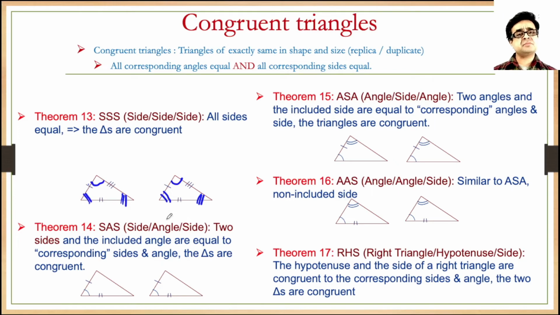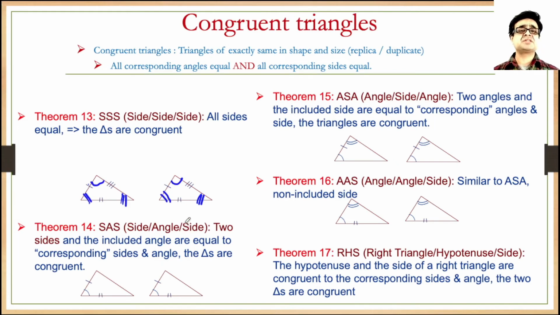The second theorem on congruent triangles, which is our theorem number 14, is side angle side. What that means is, if I am given that 2 corresponding sides of triangles are equal, and the angle within those sides is equal, then the triangles have to be congruent, which means they will be duplicates of each other. So this side is equal to this side and this side is equal to this side, and not any angle but the angle included within those sides is equal, then the triangles are congruent.